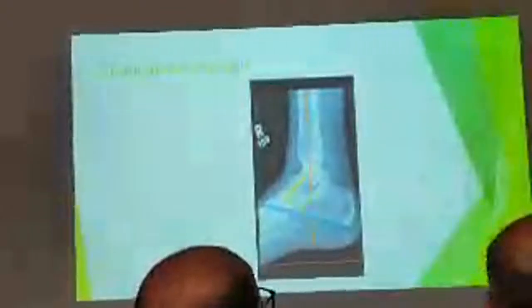If this angle is increased, it means the calcaneum is in equinus. And if this angle is decreased, it means the calcaneum is in the calcaneal position. So this is very important. See in this X-ray, if the tibio-calcaneal angle is increased, it means there is some equinus problem with the calcaneum.